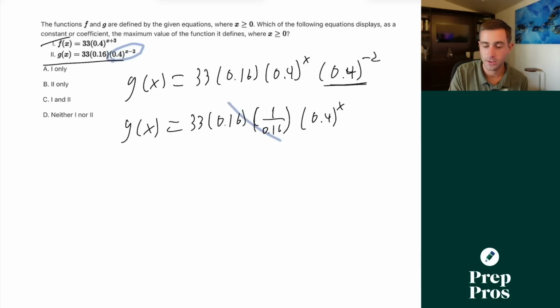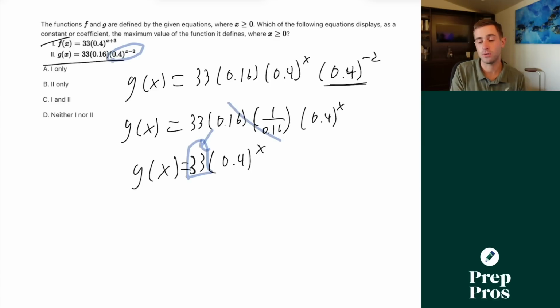Now these are going to cancel out, and this is going to give us our form of g of x equals 33 times 0.4 to the x. So this does show us our y-intercept, our maximum value is 33, and it's decreasing by 60% every single increase of x as we go through of the prior term. That's why only 2 works.